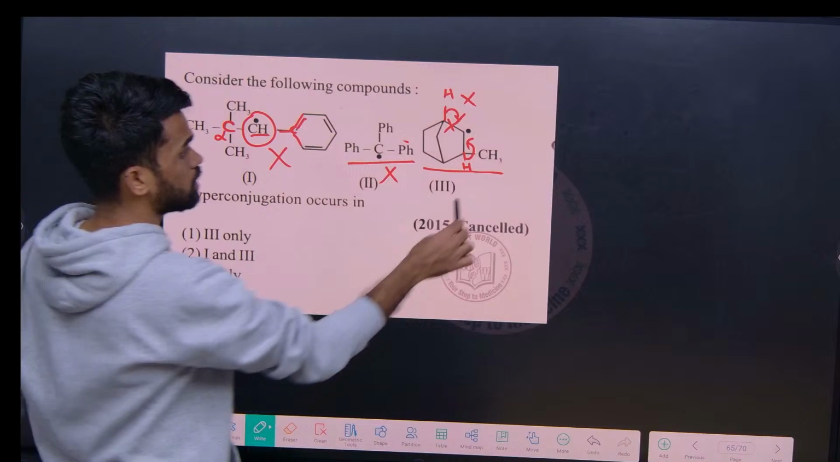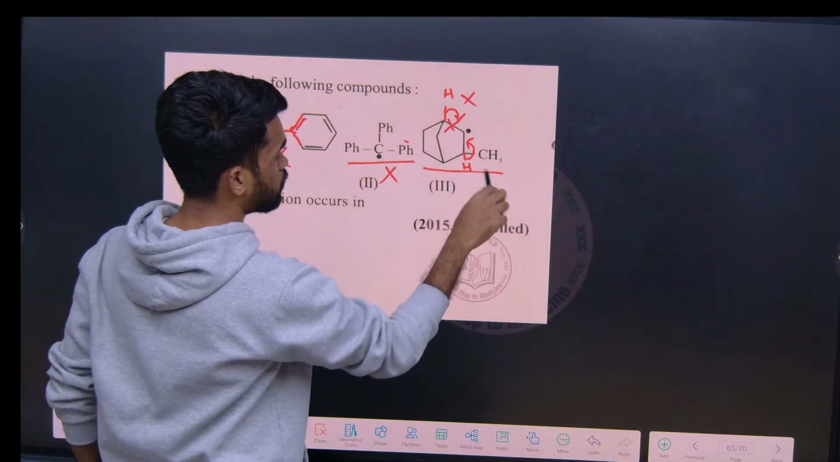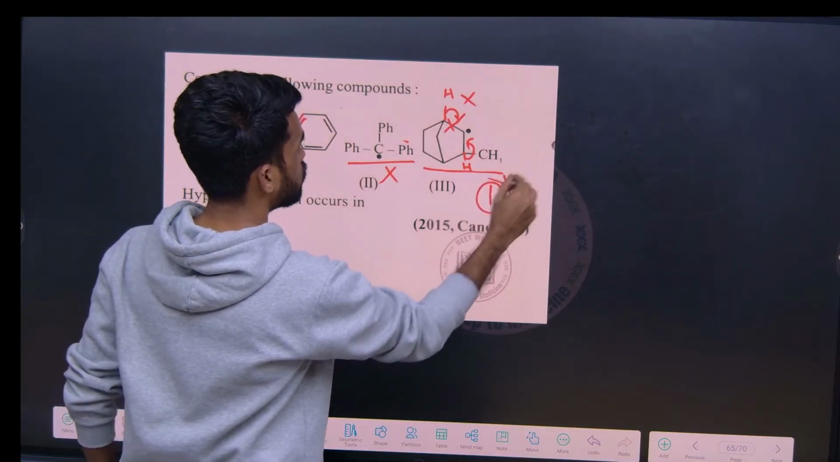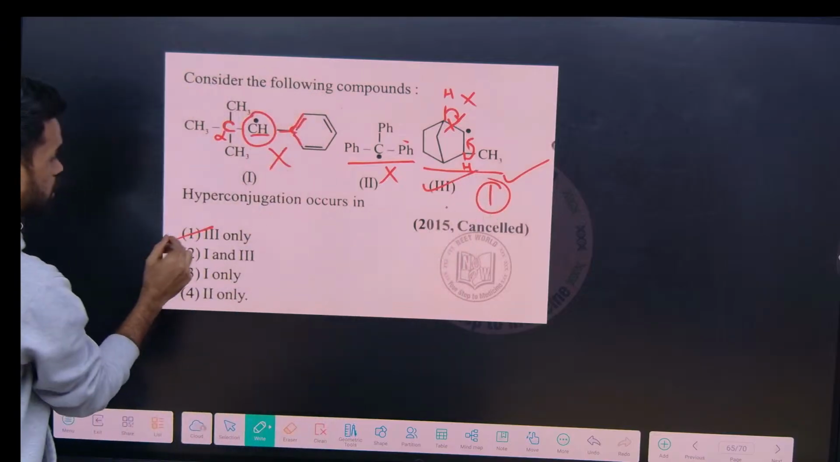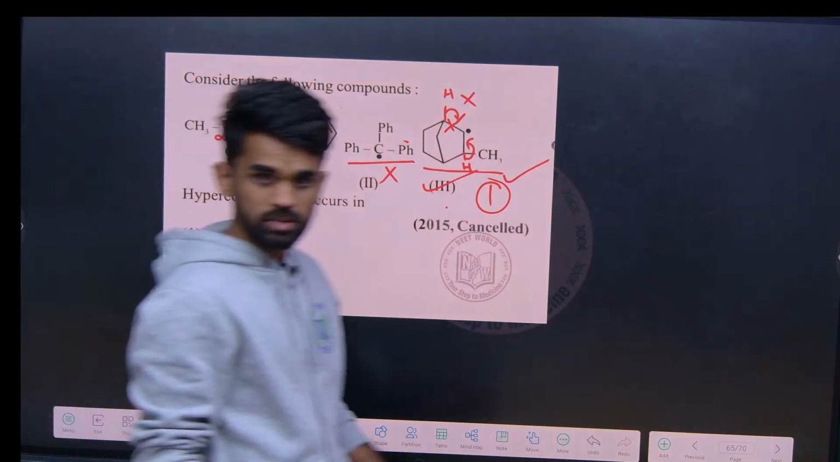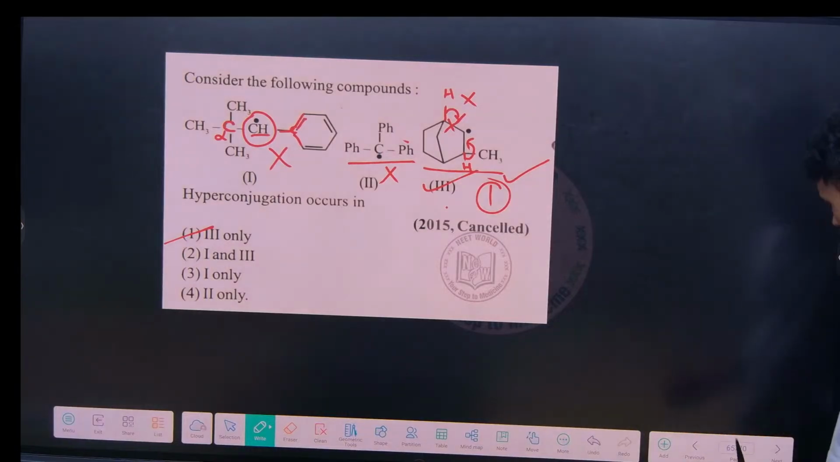How many are there here? One. So in which compound is it possible? Only the third option. So only the third option. How easy is it? Very easy now. Right. Next.